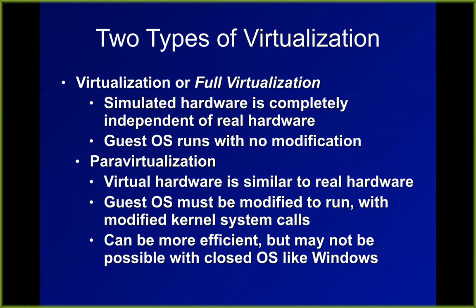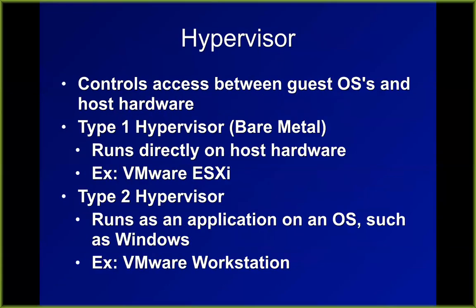This is less versatile, but it might run faster and be more efficient. The hypervisor is the software that makes the bridge between the guest OS and the host hardware. Type 1 hypervisor is running directly on the host hardware, which is what VMware does with its ESXi product used for enterprise class servers.